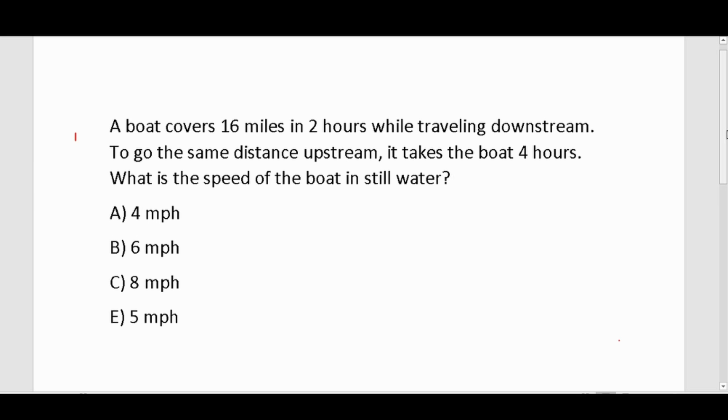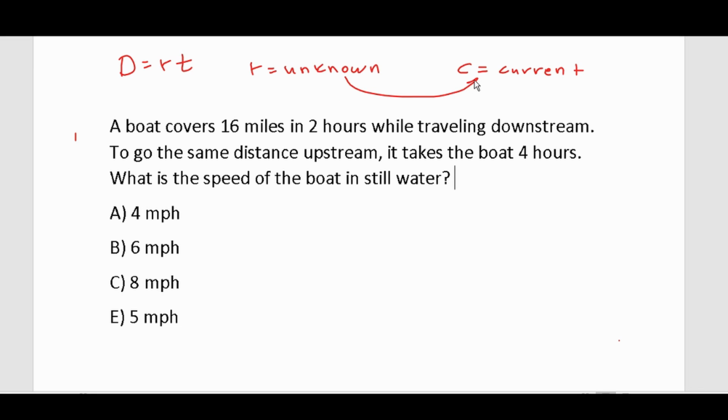So by now, especially if you watched my older videos, you know we're dealing with this formula. Distance equals rate times time. Okay? That said, in this problem, we don't know what the rate is. And we also have to deal with a new variable, which I'm going to represent as C for the current. Okay? And these two are related. That is to say, when you're traveling downstream, the current's increasing your rate, and when you're traveling upstream, the current is decreasing your rate of speed.